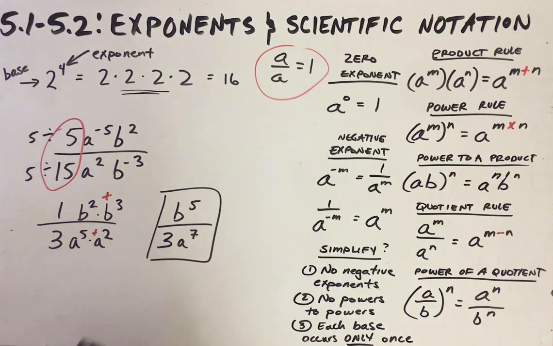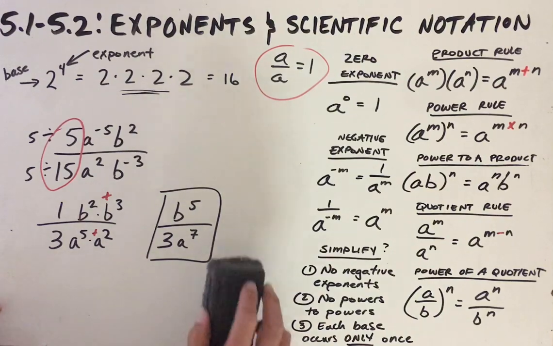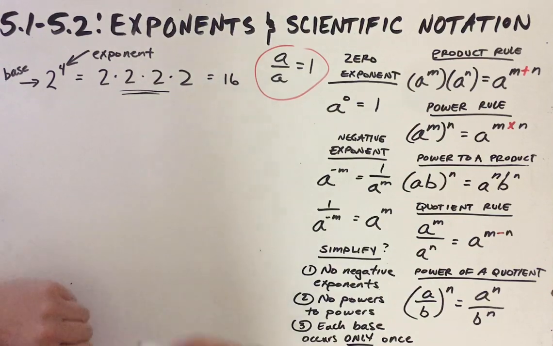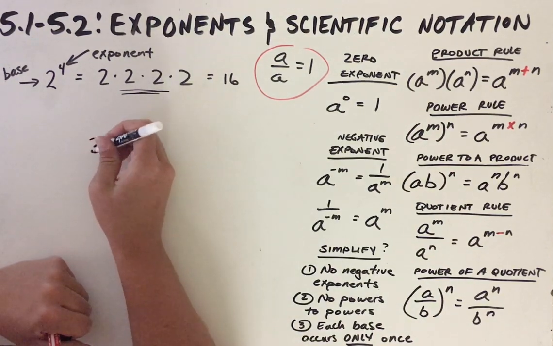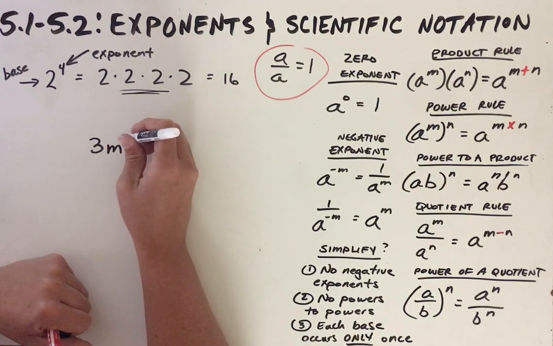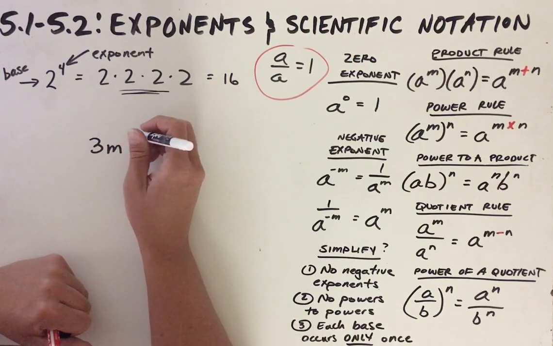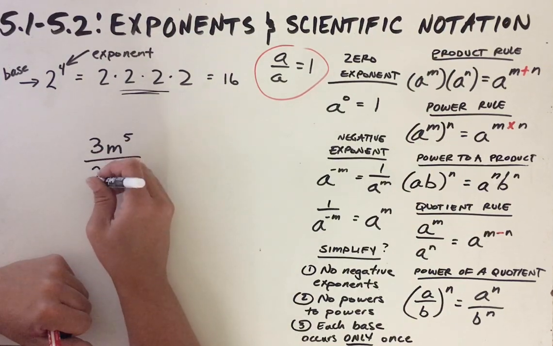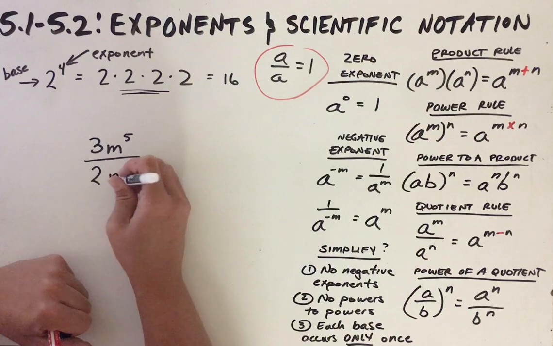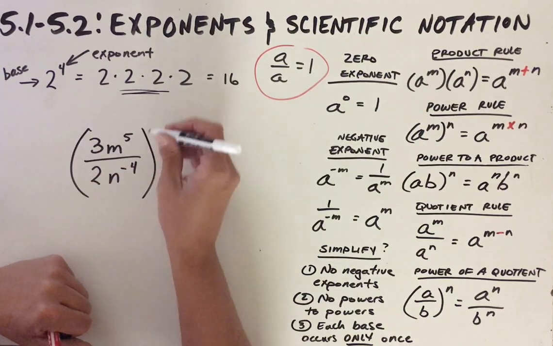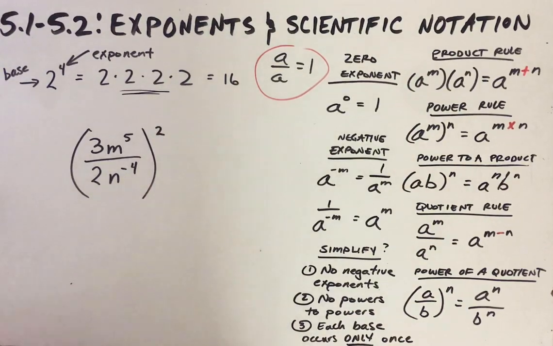But what if I have several things inside of an exponent? So I've got multiple bases that I need to raise to some powers. So say we have 3m to the 5th over, I don't know, 2n to the negative 4. But I want to raise all of this to the second power.